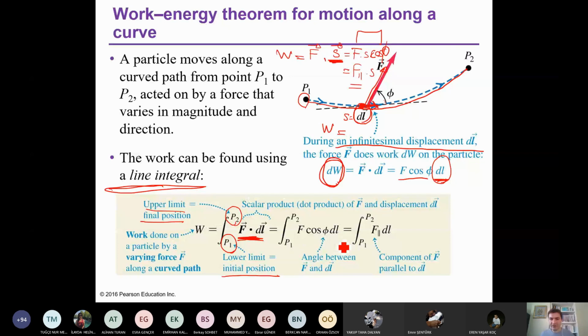F cosine phi is F parallel, the component of this force parallel to the displacement, okay? So then we have the work done on a particle by a varying force along a curved path, this expression. Any question here? Then let me continue.